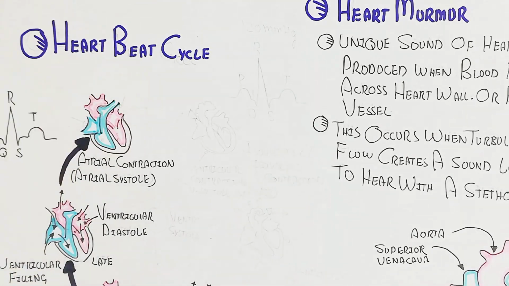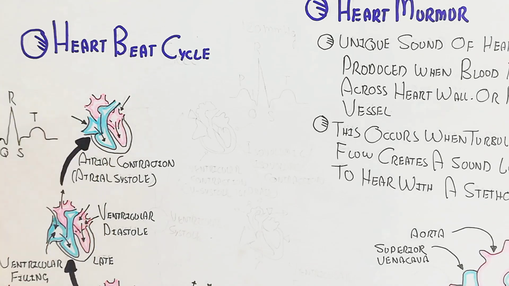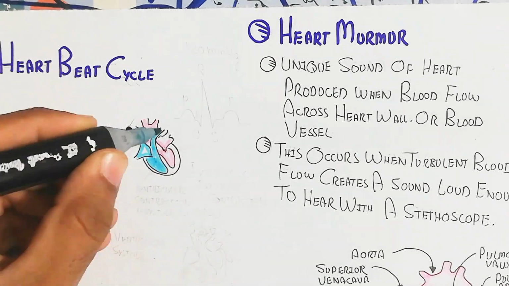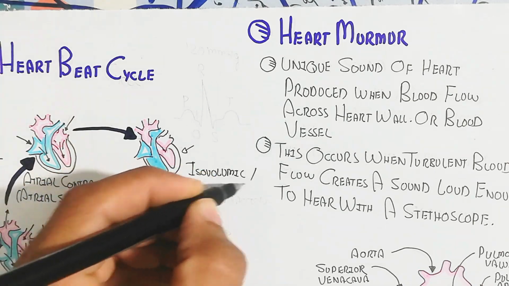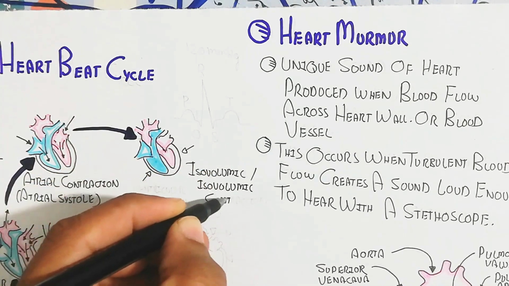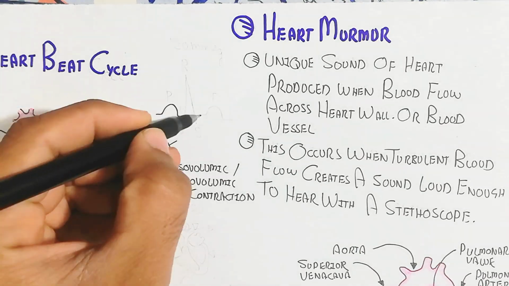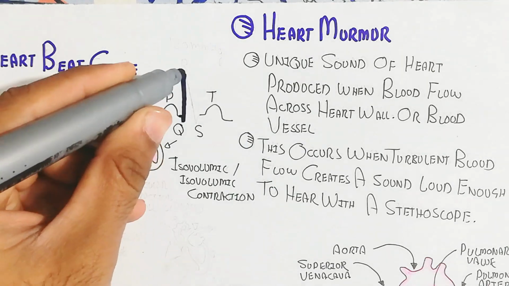This P wave means the complete filling of the blood, and this is the atrial contraction. The atria will contract to complete the blood filling in the ventricle. So the atrial systole will begin here. After this, you can see the Q or S wave will occur.